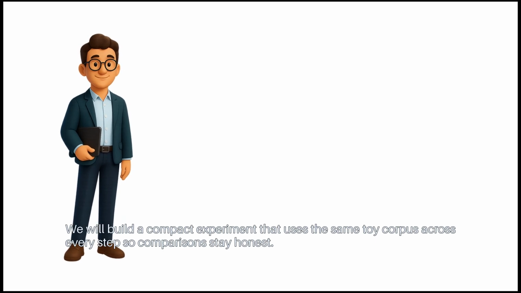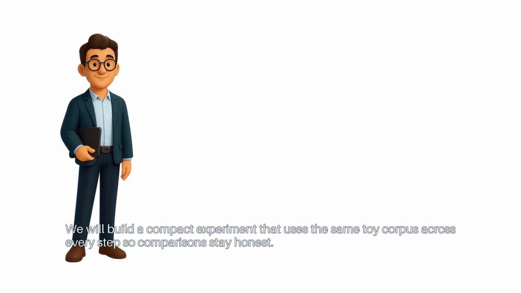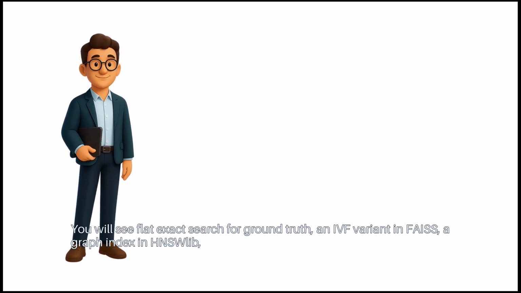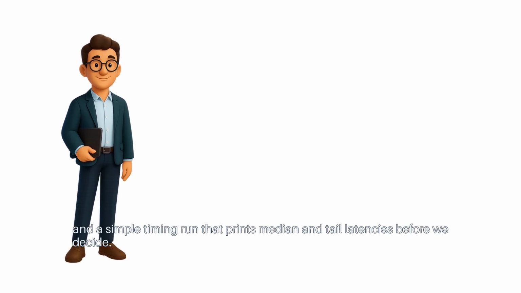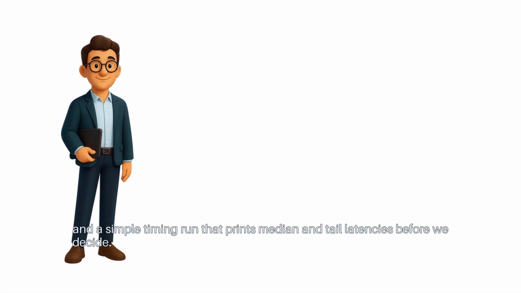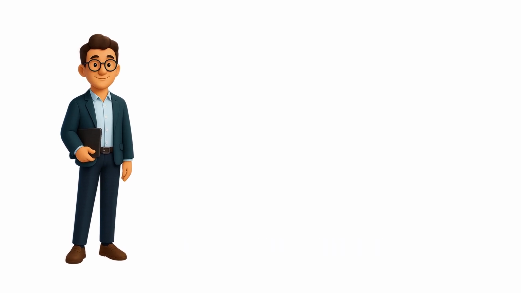We will build a compact experiment that uses the same toy corpus across every step, so comparisons stay honest. You will see flat exact search for ground truth, an IVF variant in FAISS, a graph index in HNSWlib, and a simple timing run that prints median and tail latencies before we decide. Now, let us start with the exact reference search.